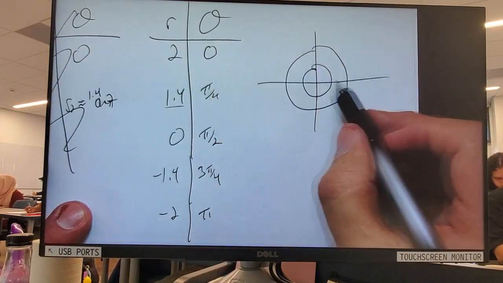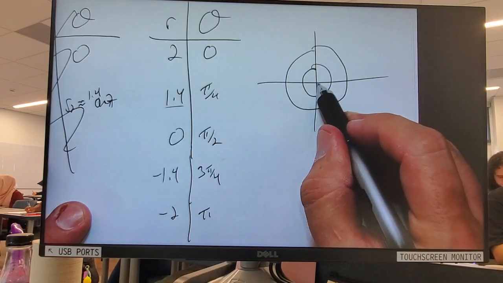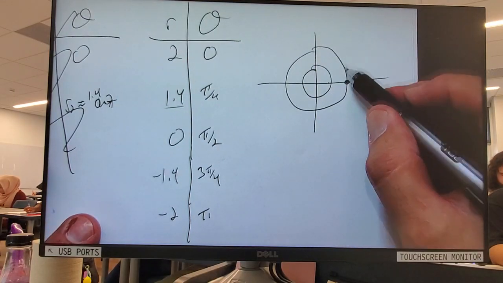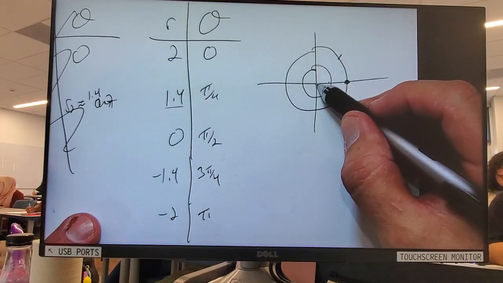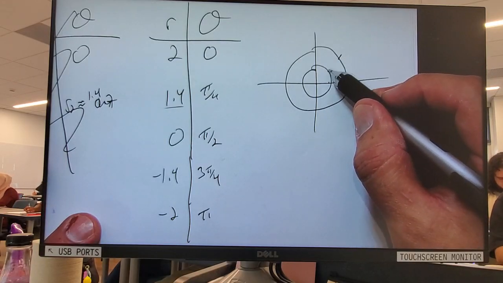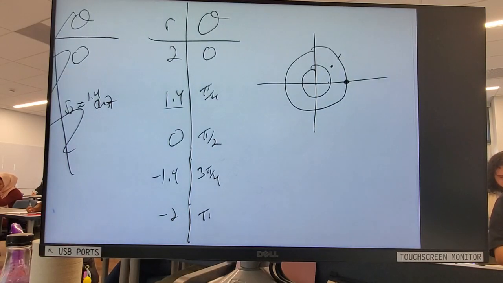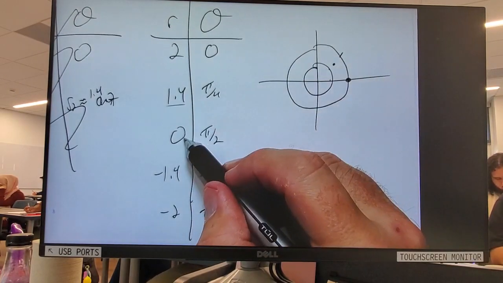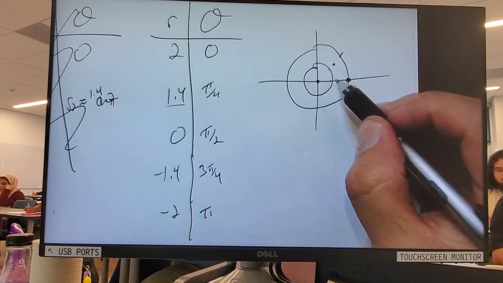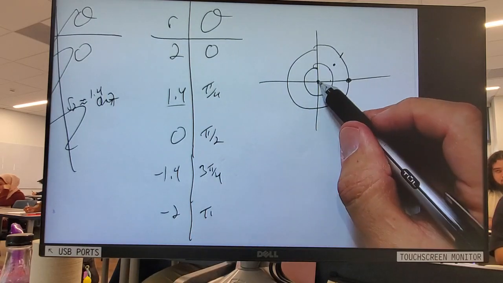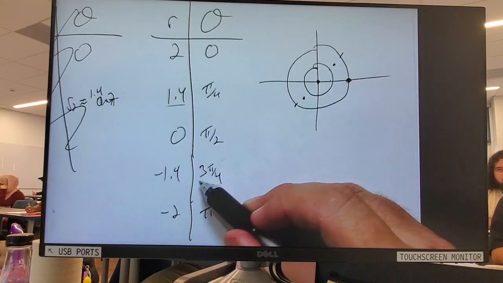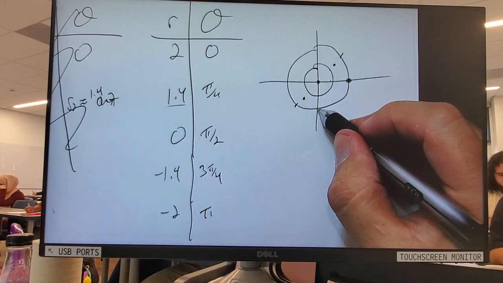So if I look at 0 degrees, I'm going to go out 2. Bam. If I look at pi over 4, I'm going to go out 1.4. You with me? If I look at pi over 2, I'm going to go out 0. If I look at 3 pi over 4, I'm going to go out negative 1.4. And if I look at pi, I'm going to go negative 2.